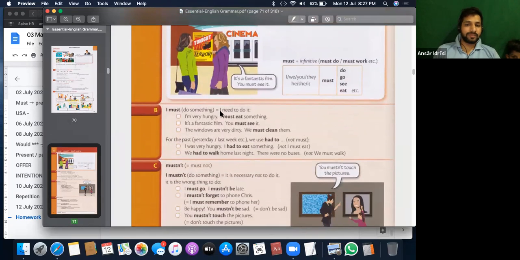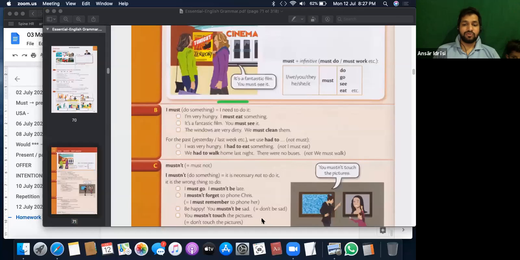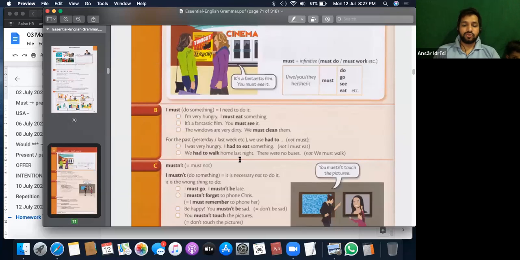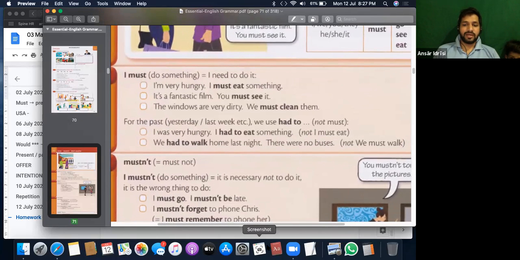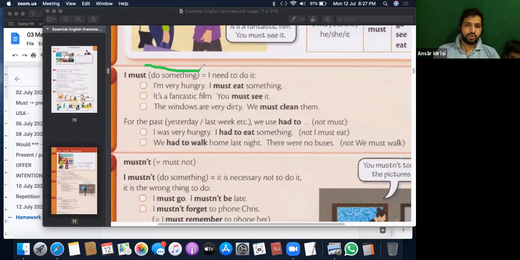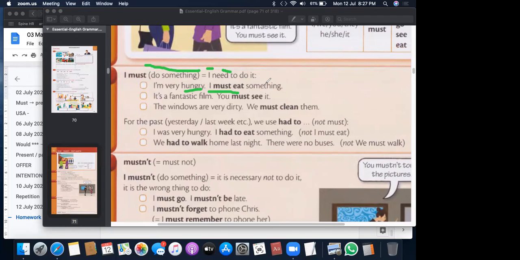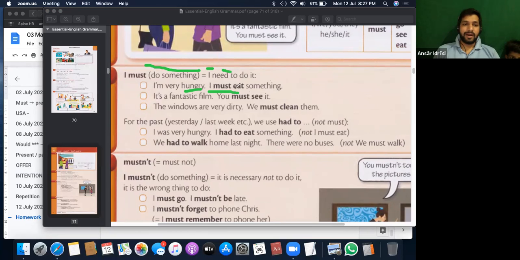ध्यान दो. I must do something equals I need to do it. मतलब मुझे करना पड़ेगा ही. I must do something equals I need to do it. मतलब मुझे करने की जरूरत है. For example, I'm very hungry. I must eat. Or I need to eat. Very good, madam. बाकी लोग सब सोते पड़े हैं, यहाँ पे ध्यान दो. I'm very hungry. I must eat something. Or I need to eat something.